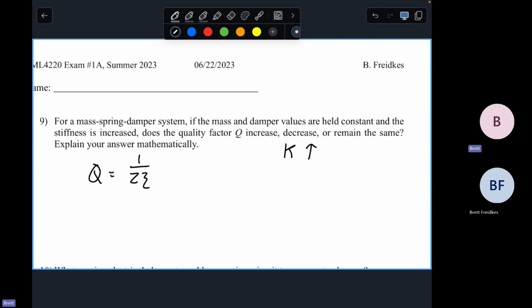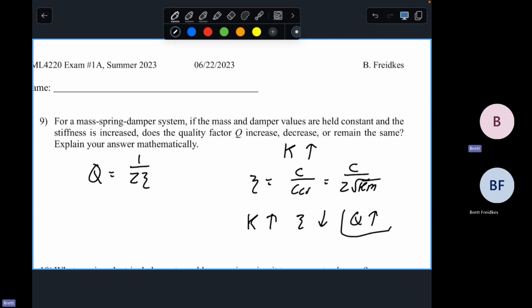We have to remember what the definition of zeta is. Again, when I say remember, I mean go look at the formula sheet. Zeta is C over C critical, which is C over 2 square root of Km. So if K increases, what happens to zeta? Zeta decreases. Then Q increases.